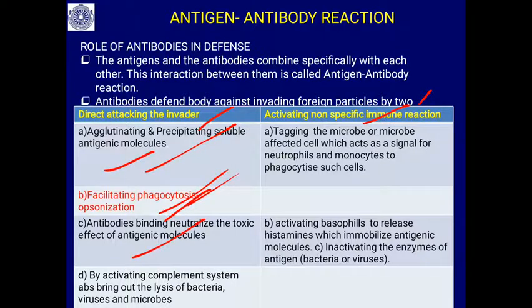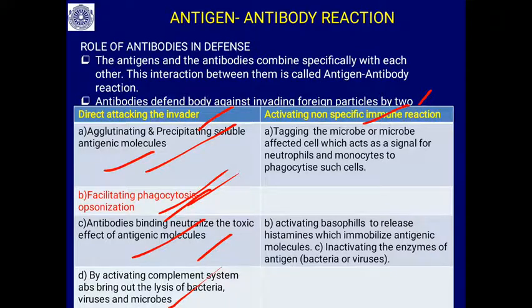Antibodies bind and neutralize the toxic effect of the antigenic molecules. They bind to the virus so that the virus cannot bind to the host cell for its multiplication, thereby inactivating the virus or bacteria. By activating the complement system, it can bring about lysis, or make a hole in the cell of the bacteria or virus, or destroy the virus, bacteria or microbes by this complement system.